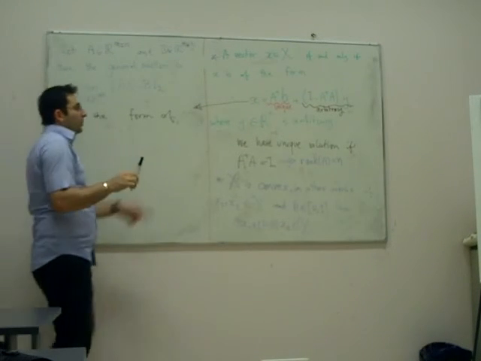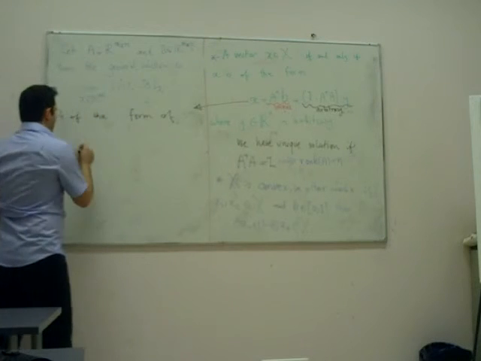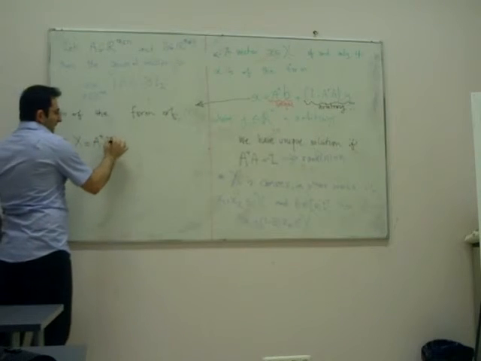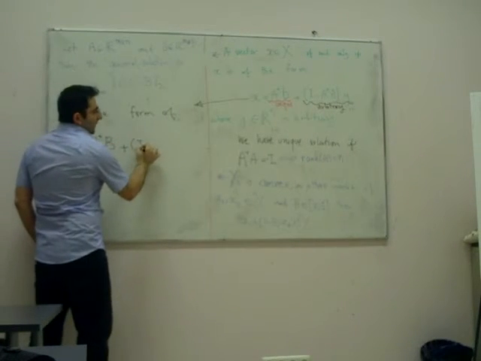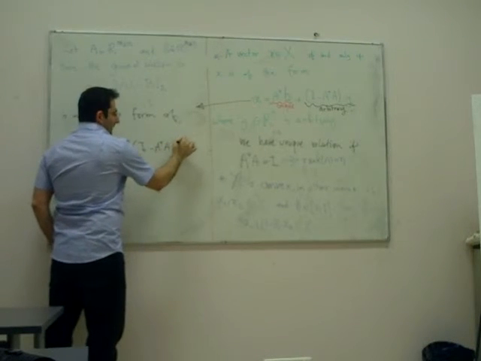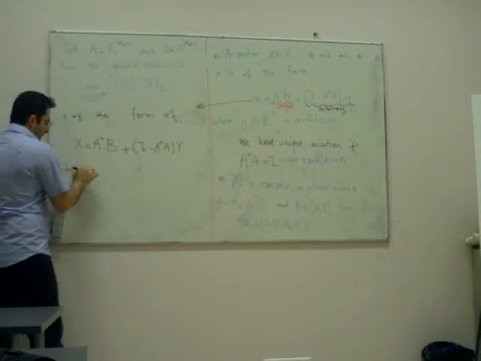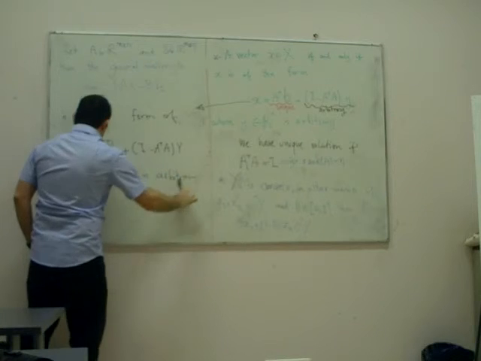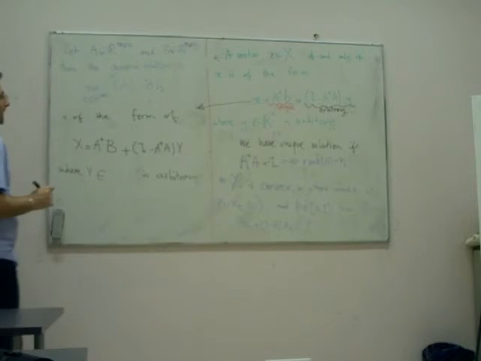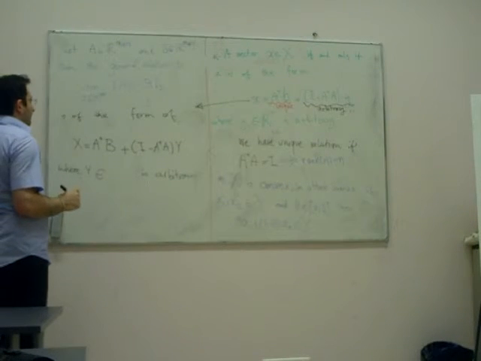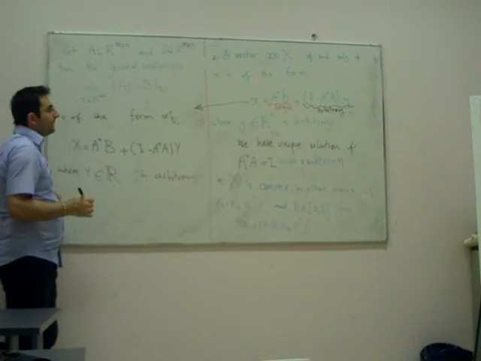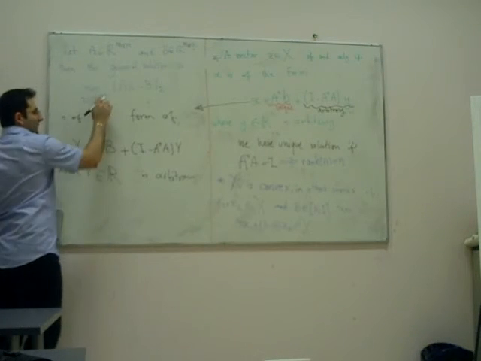Before we had it as a vector, so we had an x which was a vector. Now x is a matrix. A plus B plus I minus A plus A, the matrix Y, where Y is an arbitrary matrix. Can you tell me what should be the size of Y? N by K, exactly the same as x.